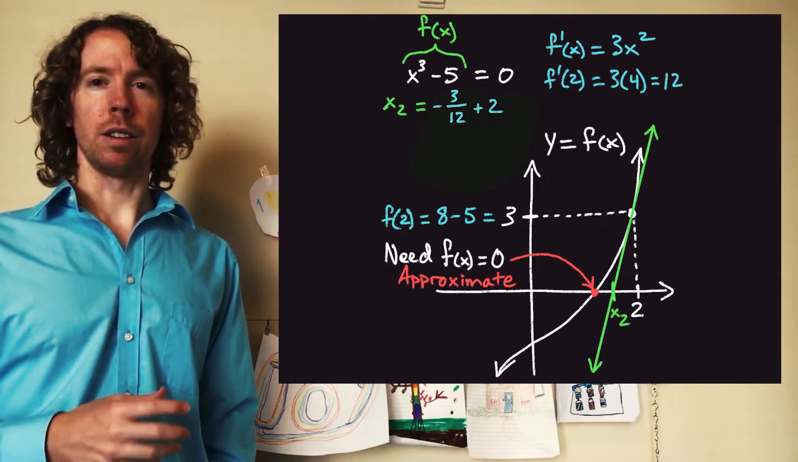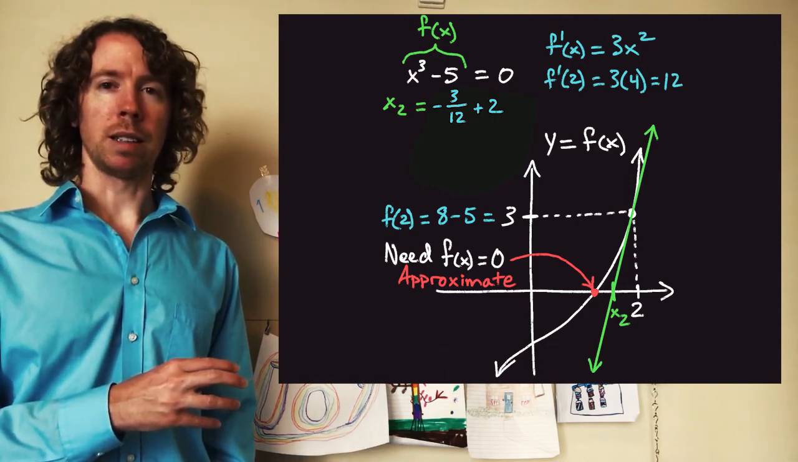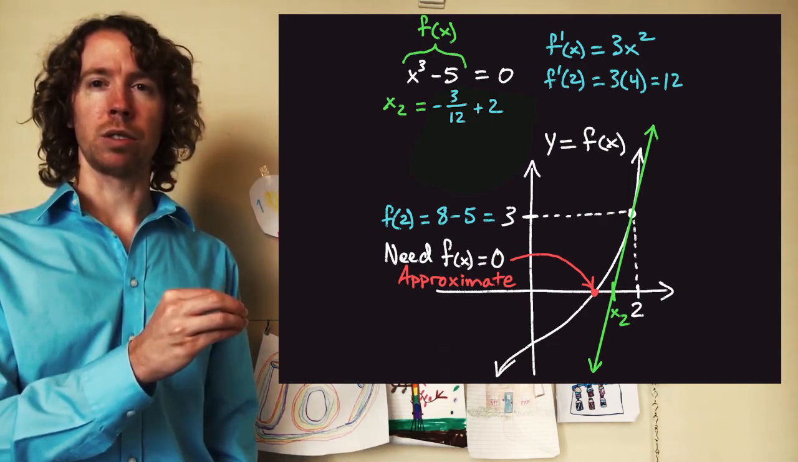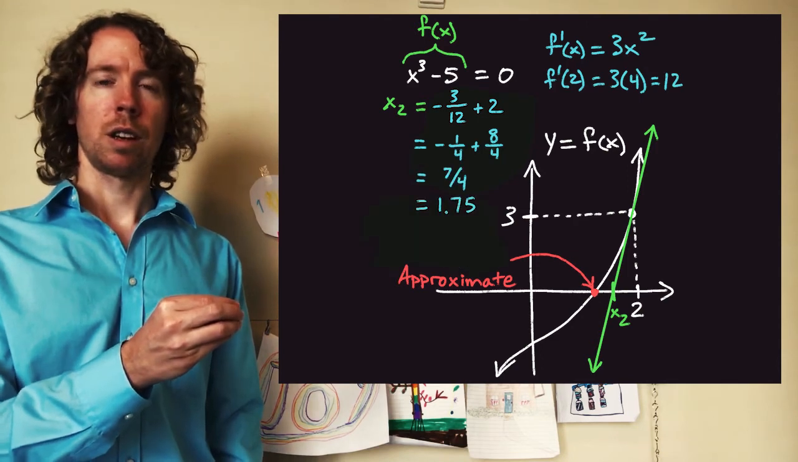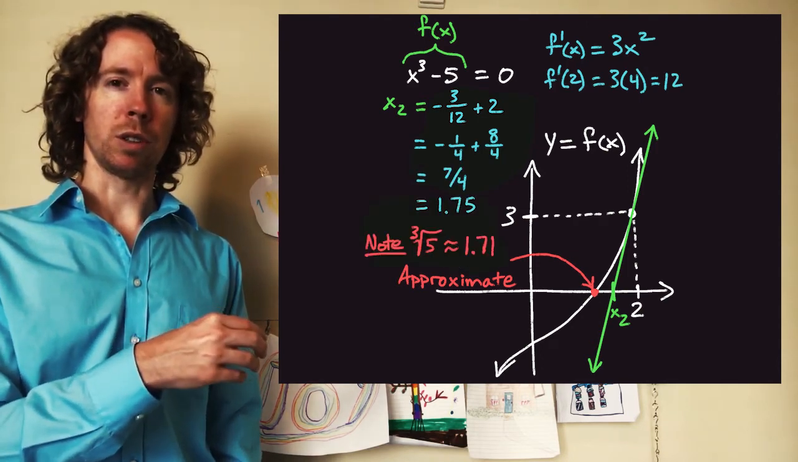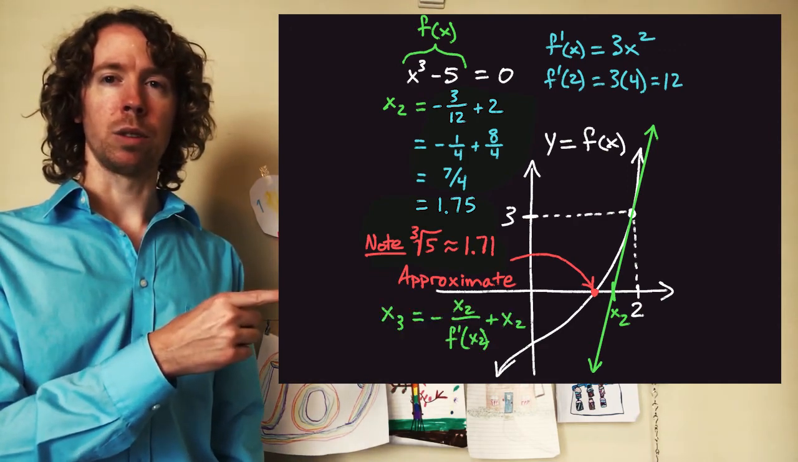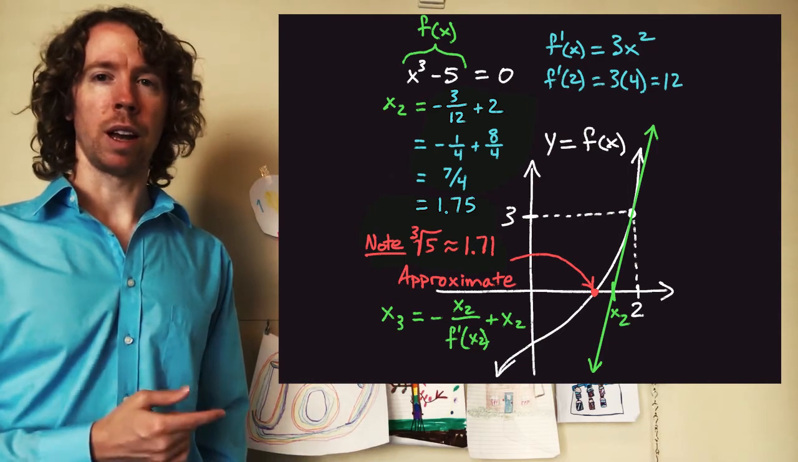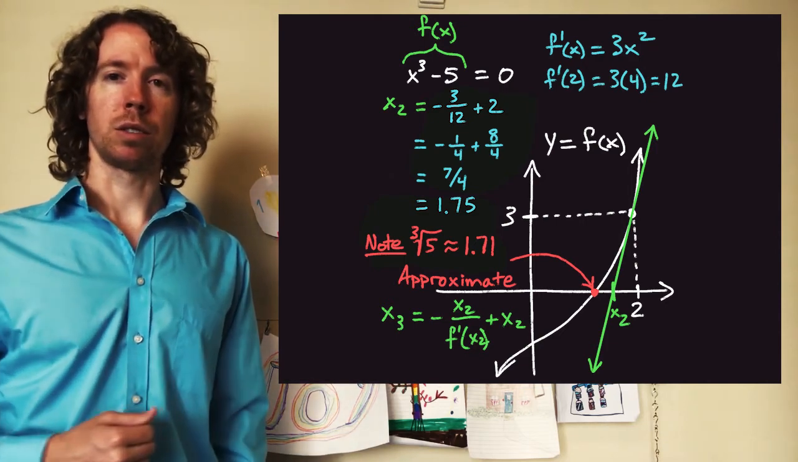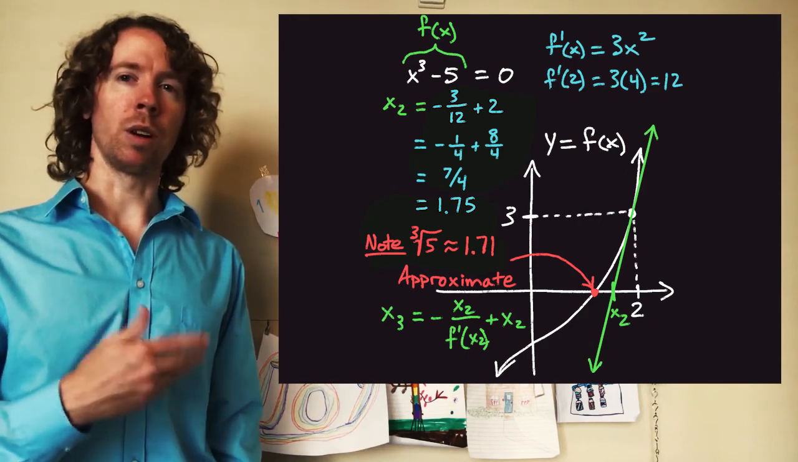And then we can go and get the third approximation by taking that number that we just got for x2. We would simplify it some first and plug that number into the next equation. So x3 equals minus the y value at x2 divided by the derivative at x2, plus x2. So you get another number, then you just keep going in this process.